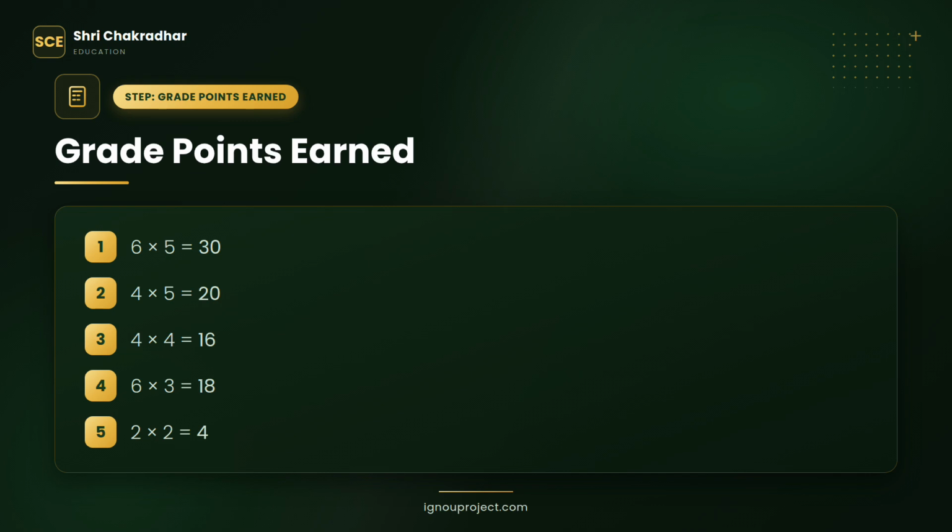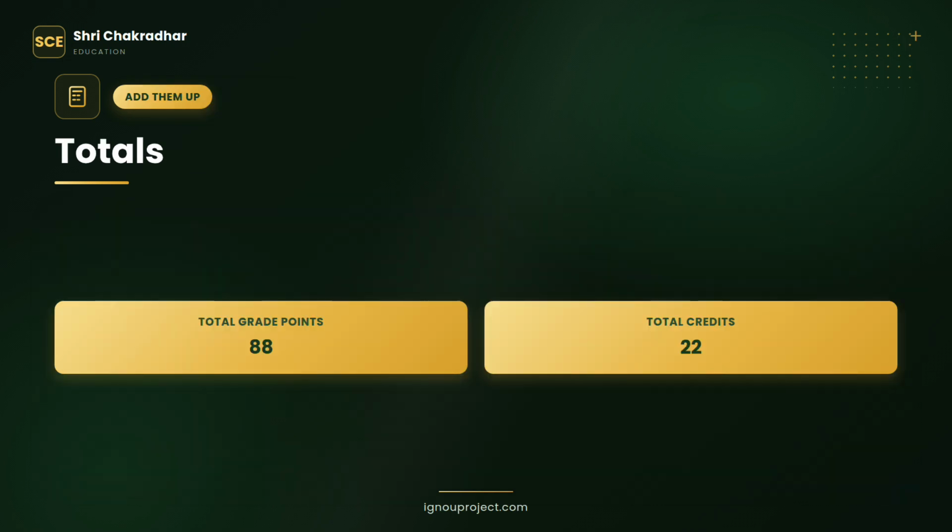Grade points earned. 6 times 5 is 30. 4 times 5 is 20. 4 times 4 is 16. 6 times 3 is 18. 2 times 2 is 4. Total grade points, 30 plus 20 plus 16 plus 18 plus 4 equals 88.